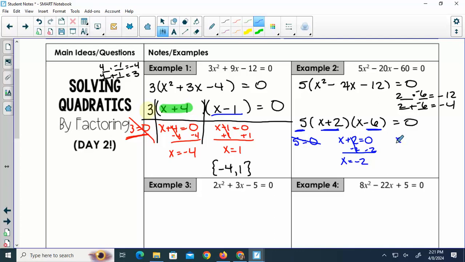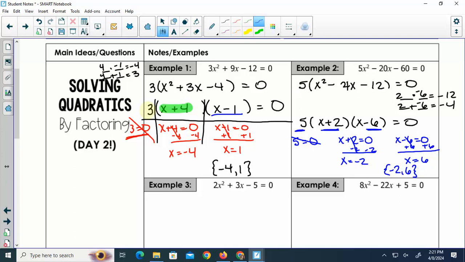If we set the x minus 6 equal to 0, so if we add the 6 over, we get a positive 6. So our final answers are negative 2 and positive 6.